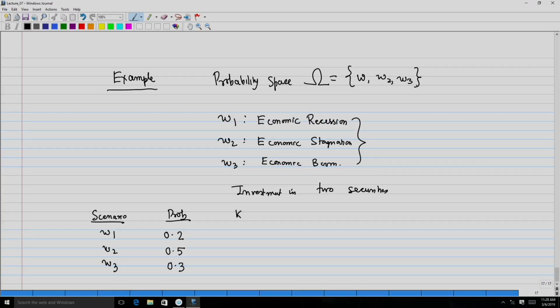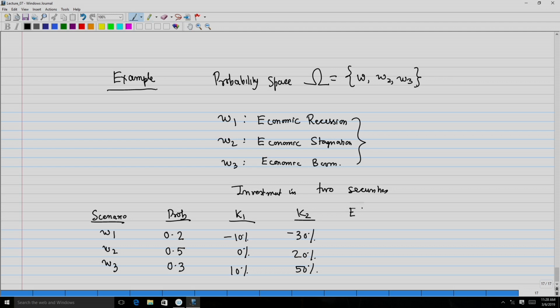So, under these 3 scenarios, what are going to be the returns of each of those 2 assets? For the first asset, the return K1 is say minus 10%. For the second case, it is going to be 0%, and for the third economic state, it is going to be 10%. For the second asset, the return K2 is going to be minus 30% in recession, 20% in stagnation, and 50% when there is an economic boom.